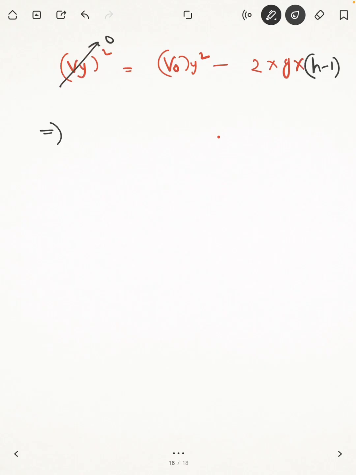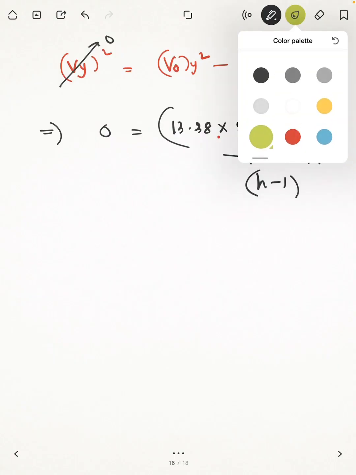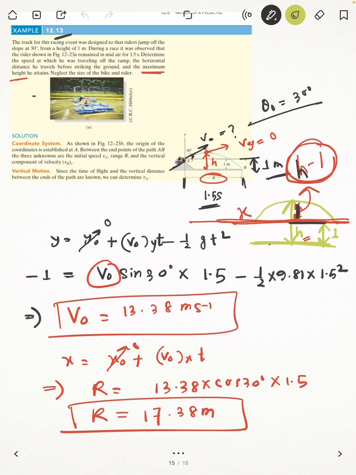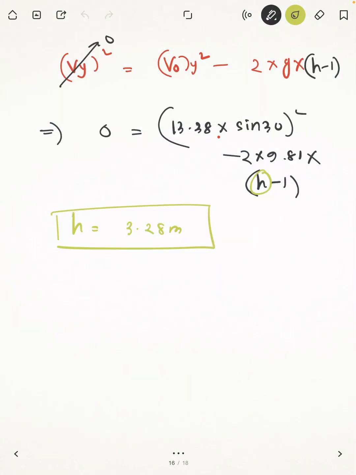So vy square should be 0, and v naught y square we know: 13.38 into sine 30, squared, minus 2 into 9.81 into h minus 1. There is only one unknown, this is h, and if you solve for h, you're going to get the value of h as 3.28 meters. That is the maximum height this bike is going to achieve. That is how you need to solve this problem.